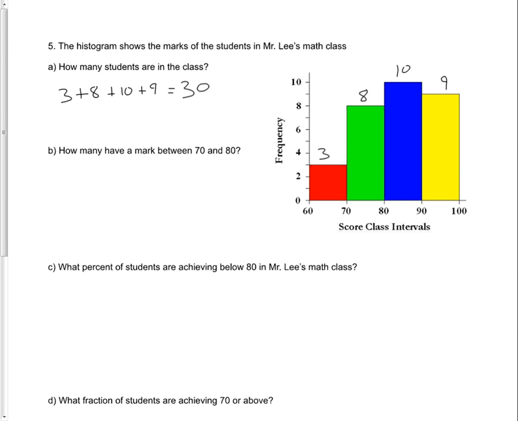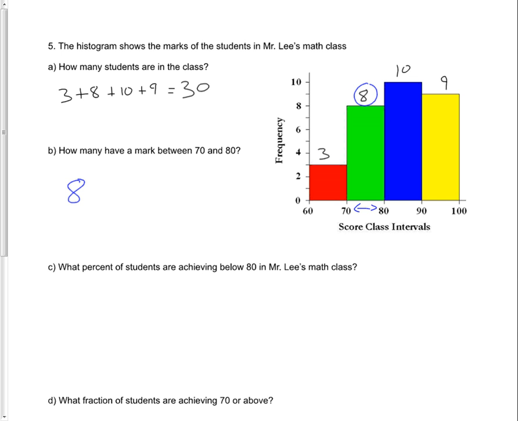If I look at question 5b, it says, how many students have a mark between 70 and 80? Well, I don't know exactly what their mark is, but I know that between 70 and 80, that's this range right here. And between 70 and 80, there are actually 8 students that have a mark of between 70% and 80%. They could have 71, 72, 79, whatever, but their marks happen to be between 70% and 80%.